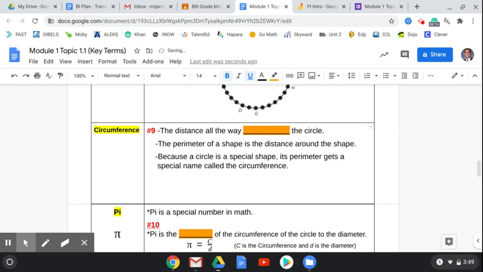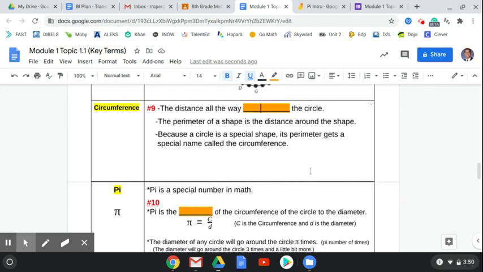Now, you're already familiar with other shapes, other polygons. If we were to find the perimeter of a shape, that is the distance around the shape. Like the distance around a triangle would be its perimeter, right? But because a circle is a special shape, its perimeter gets a special name, and we call that the circumference.